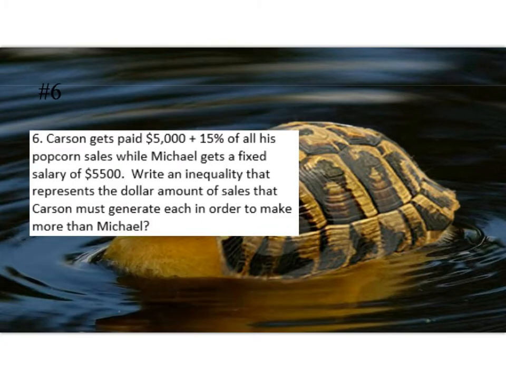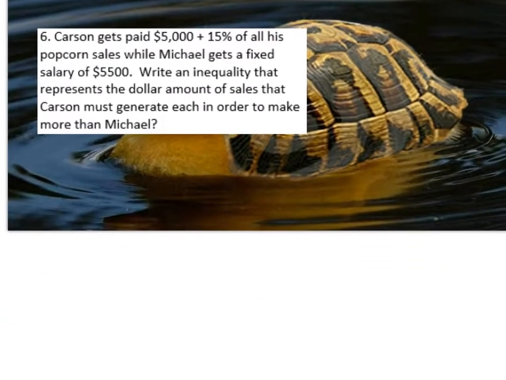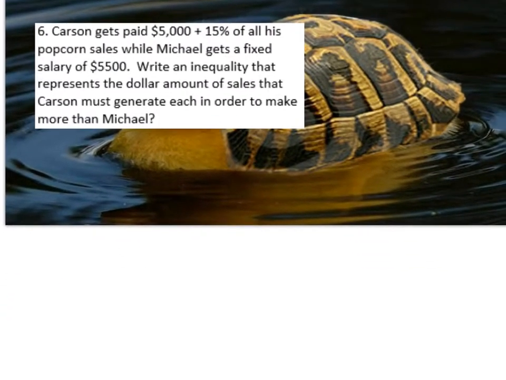Okay, number 6. Carson gets paid $5,000 plus 15% of all his popcorn sales. It's a pretty good salary for a popcorn salesperson. While Michael gets a fixed salary of $5,500. Write an inequality that represents the dollar amount of sales Carson must generate in order to make more than Michael. Okay, so here's how I'm going to approach this. I'm going to do two sides to this. I'm going to say Carson, and I'm going to have a side for Michael.